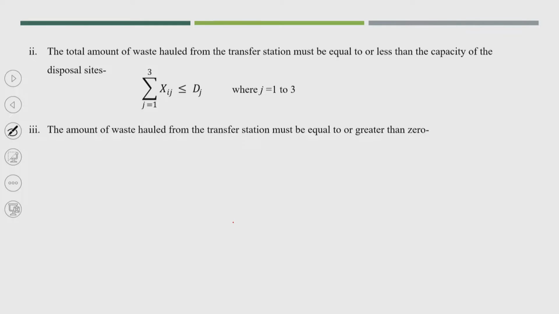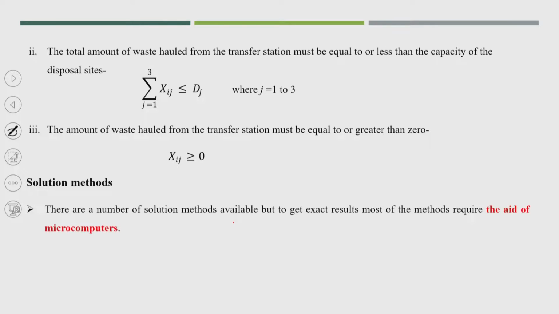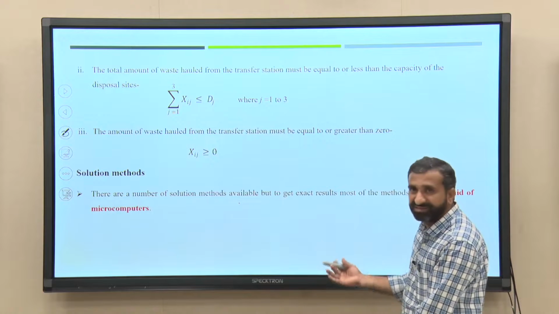That was one of the assumptions while finalizing the solution of this problem, and we can write x_ij always greater than or equal to 0. So now I think we have 3 different constraints to be solved. There are a number of possible solutions to get an exact result. Most of the methods require the aid of microcomputers. So a lot of solutions could come up by finalizing the 3 different constraints.